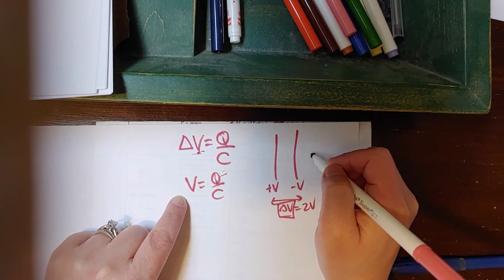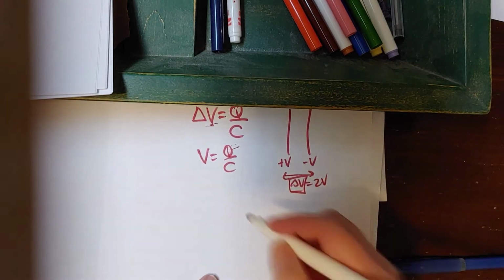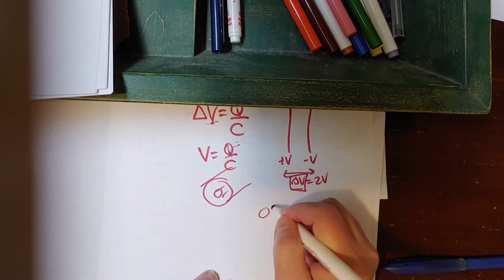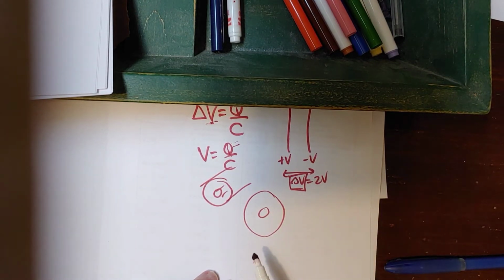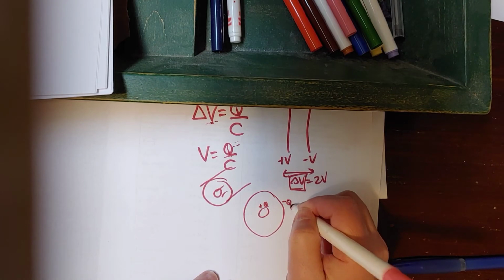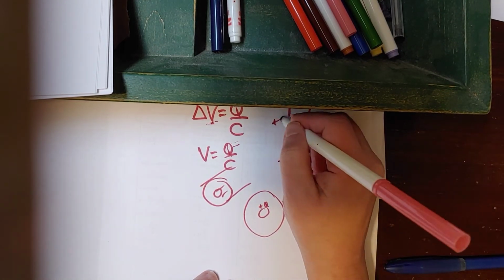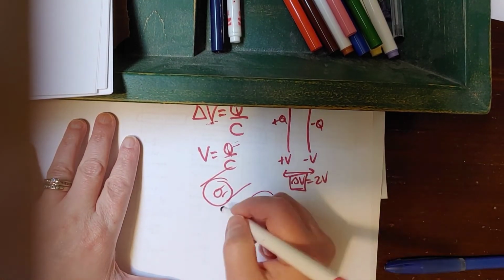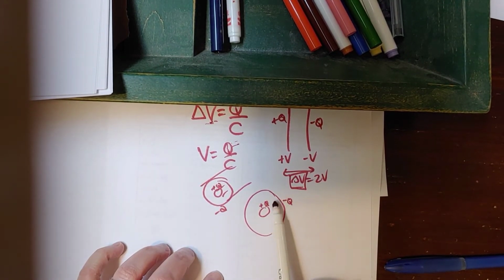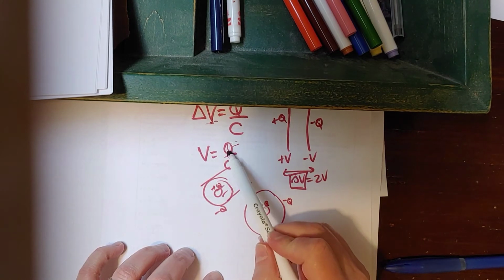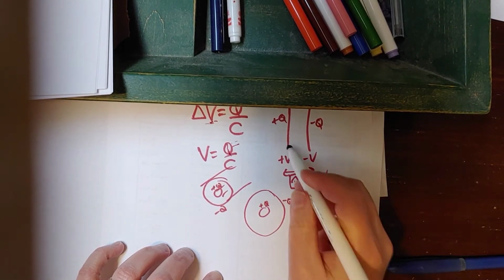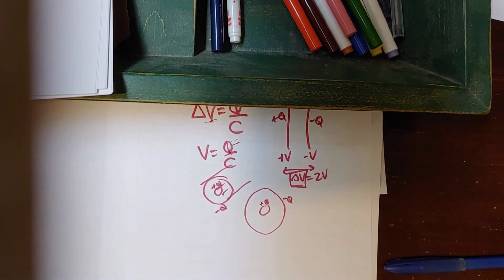I'm drawing a parallel plate capacitor. You can have cylindrical capacitors, you can have spherical capacitors, okay? But a capacitor means that there's a charge plus Q and a charge minus Q. That Q is this Q. It's the magnitude of the charge on each of the plates. Okay? Cool.